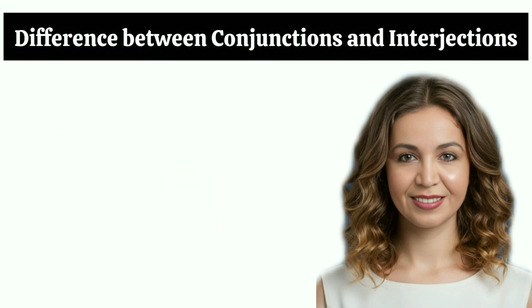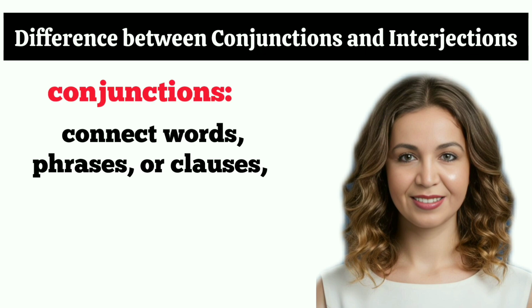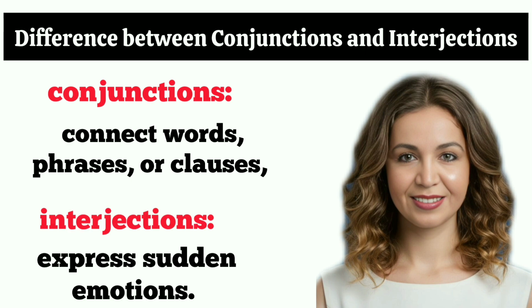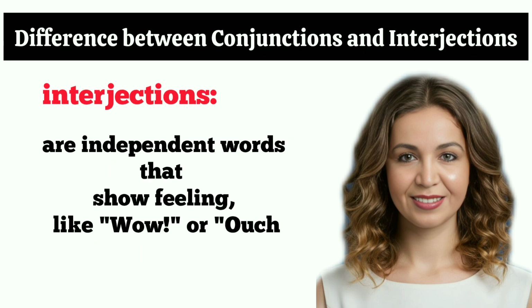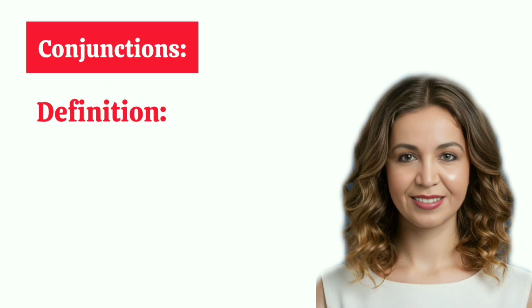First, let's talk about the difference between conjunctions and interjections. Conjunctions connect words, phrases, or clauses, while interjections express sudden emotions. Conjunctions join parts of a sentence, showing relationships between ideas, like and, but, or because. Interjections, on the other hand, are independent words that show feeling, like wow or ouch.